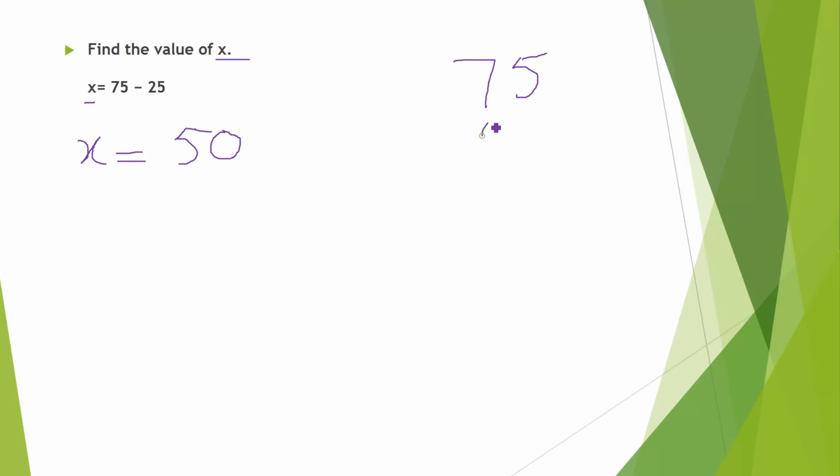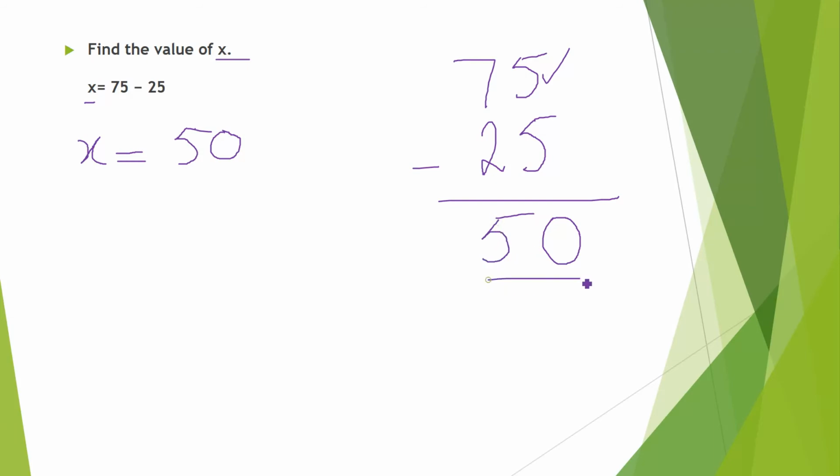Write down 75 and then 25. Then subtract it. So 5 minus 5, 0. Suppose you had 5 candies and you gave 5 candies to your friend. How much is remaining? 0. Now here you have 7 candies and you gave 2 candies to your friend. So remaining is 5. Now you have 5 candies left. So the answer is total 50.